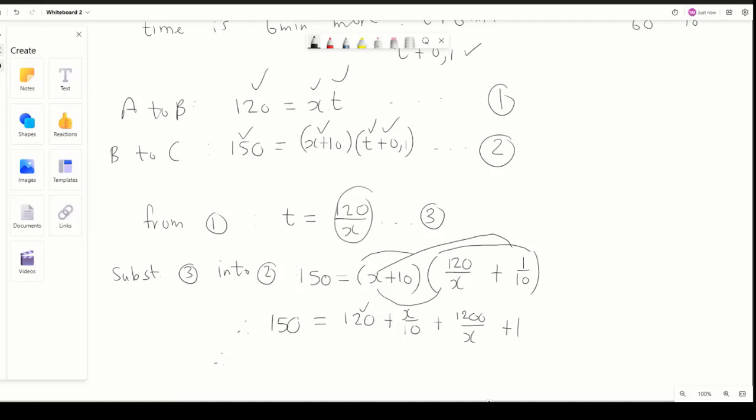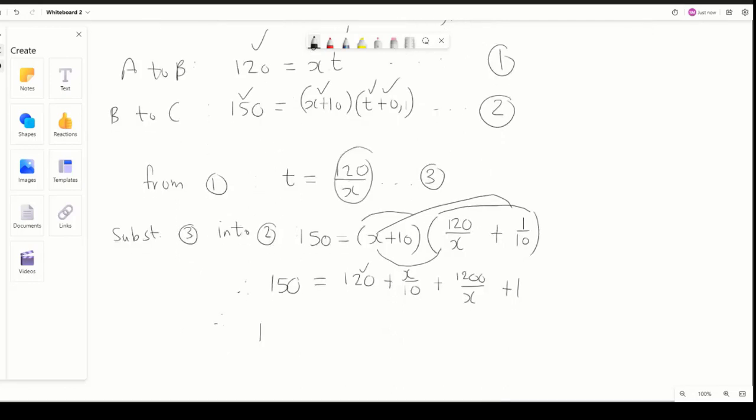Okay? So now I will get my LCD, my lowest common denominator, on the right-hand side, which is 10x. This is x over 10 here, right? The lowest common denominator is 10x. I'm looking at these four terms on the right-hand side. Now, this is 120 over 1. 1 goes in there, 10x. It's 1,200x.